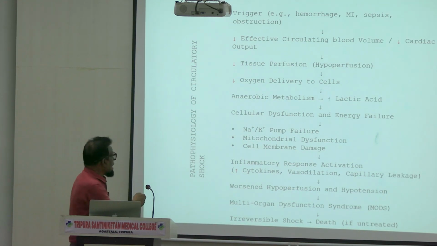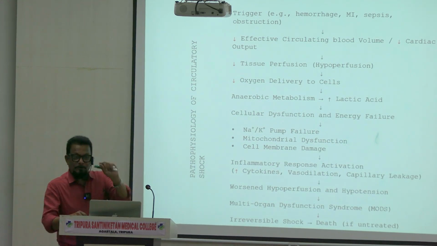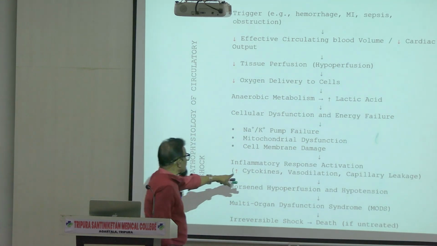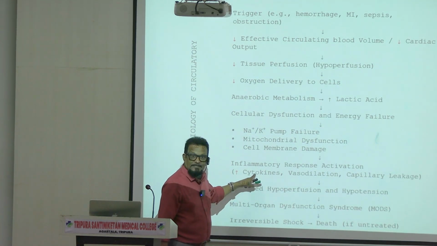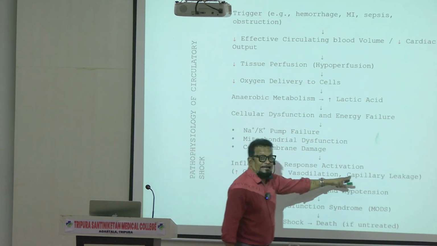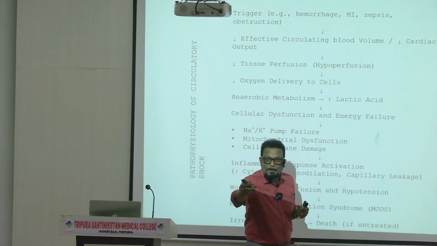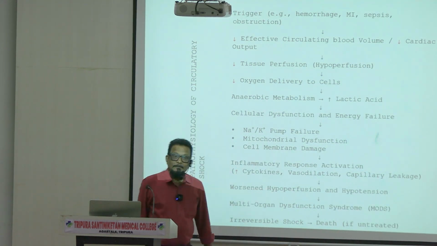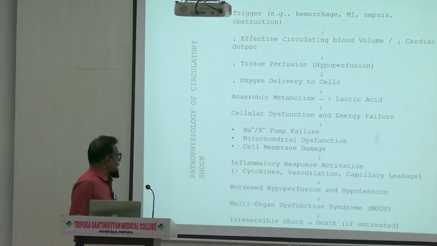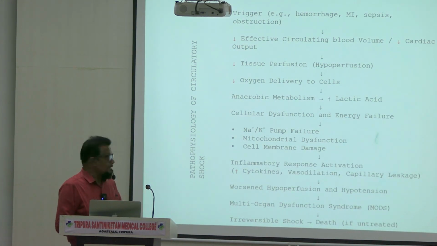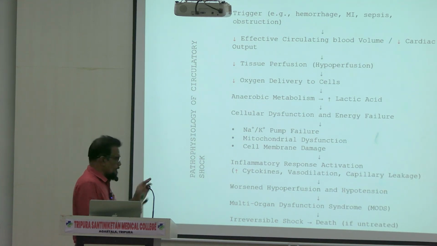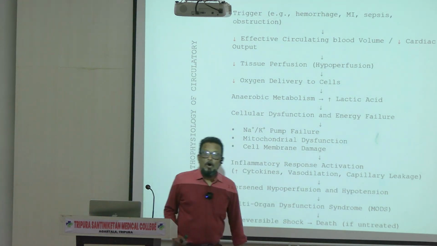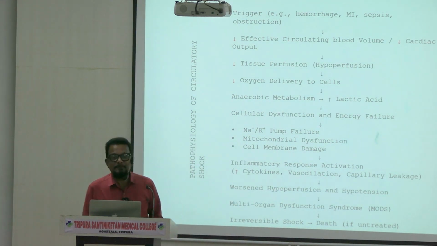Because of the death of the cell, there will be inflammation, and because of inflammation, there will be secretion of cytokines. These are strong vasodilators. Capillary leakage will occur because capillary permeability is increased. As a result, there will be tissue hypoperfusion, and because of dilatation, there will be hypotension. As a result, there will be multi-organ failure and ultimately death.